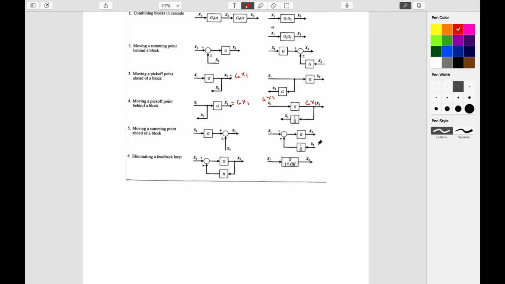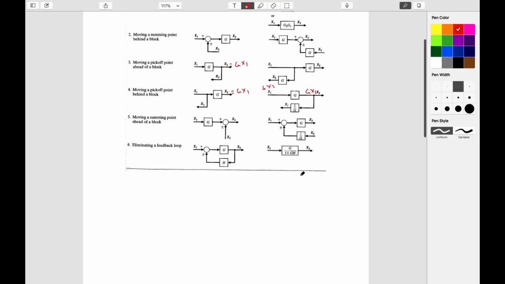All right, there's also a way to move a summing point ahead of a block. We can follow that rule here. It's actually pretty straightforward. And then lastly is eliminating a feedback loop. Remember that in general, we assume that this looks like a minus sign here, which means that in general, this denominator is going to be 1 plus GH. All right, sometimes that's not true, but typically we look for negative feedback.